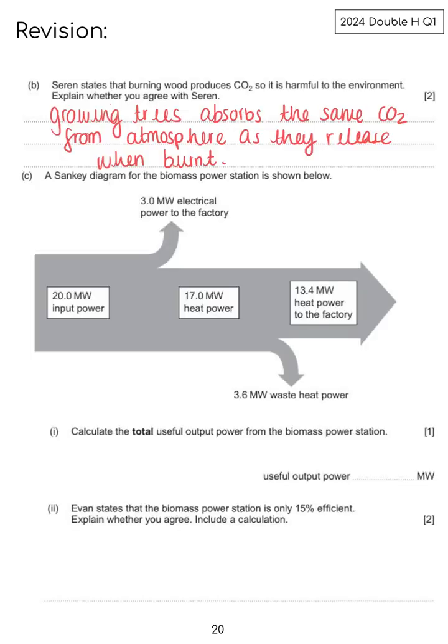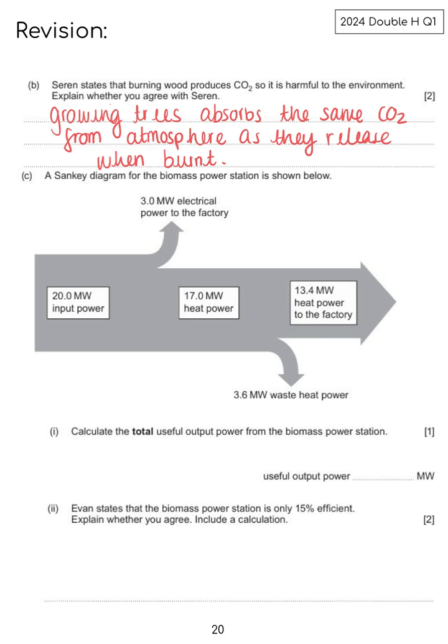Our next question starts with part B. Seren states that burning wood produces CO2, so it's harmful to the environment. Do we agree? So trees are carbon neutral. Growing trees absorbs the same amount of CO2 from the atmosphere as they then release when they're burnt. So overall, they're neutral. I would disagree with Seren. They are not harmful to the environment. They are neutral. Then part C, we have a slightly unusual Sankey diagram here, but it's not too challenging.